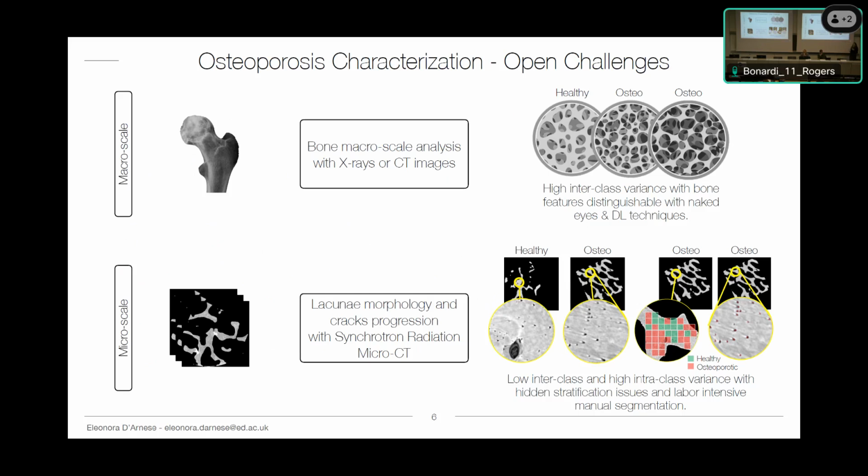But there we have a huge problem, in the sense that we have low interclass and very high intraclass variability. What does this mean? If we look at two samples, one healthy and the other osteoporotic, we cannot really see that many differences. It's just sort of grayish with small holes. And what we know is that inside the same sample, we can have a lot of variability. So it's quite hard for deep learning to really perform well.